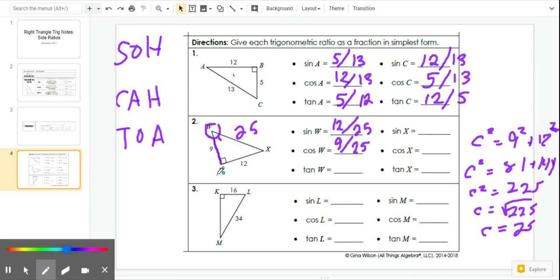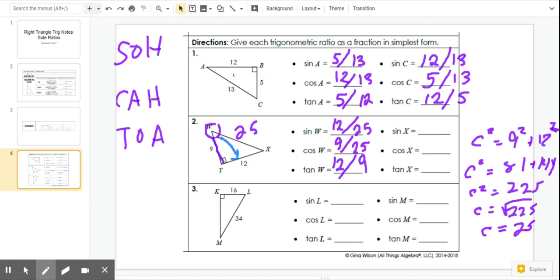All right, and then finally, tangent of W. Tangent is opposite over adjacent. So opposite is 12 again. I didn't even realize I changed the color there. Let's try to change it back. So 12 over, so opposite over adjacent. 12 is opposite, adjacent is 9.